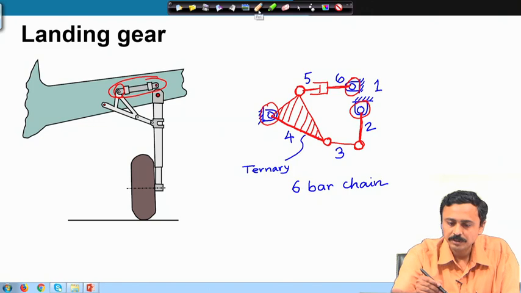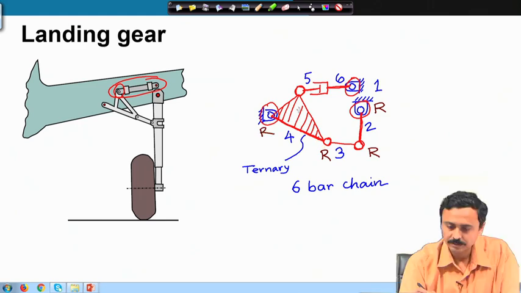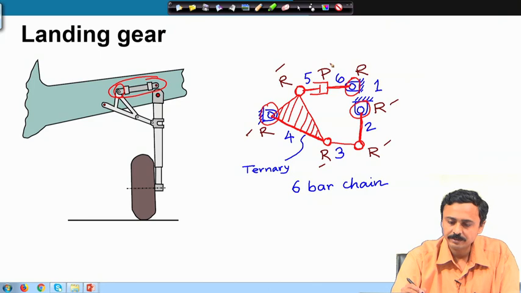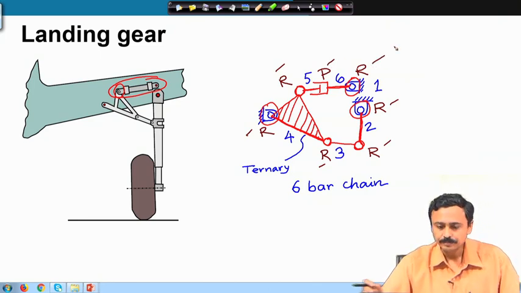If you count the kinematic pairs, this is a revolute, revolute, revolute, prismatic and revolute. So, we have 1, 2, 3, 4, 5, 6, 7, so 7 kinematic pairs once again.